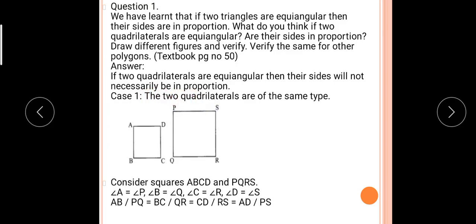Now see, two quadrilaterals are of the same type. Consider squares ABCD and PQRS. So angle A is equal to P, B is equal to Q, C is equal to R and D is equal to S. Then AB upon PQ is equal to BC upon QR is equal to CD upon SR is equal to AD upon PS.